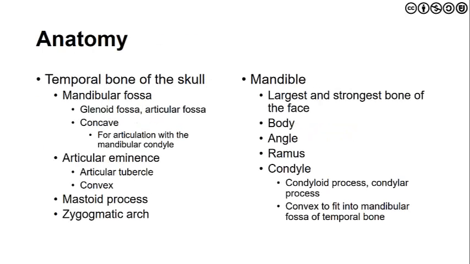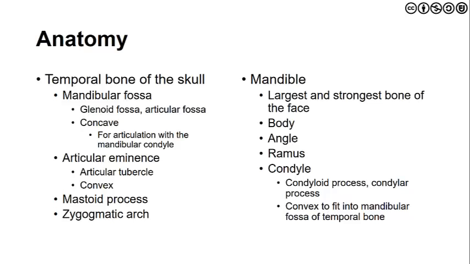Now, when we look at the temporal bone of the skull, a couple prominent areas should emerge. First, we see the mandibular fossa. This is similar to the glenoid fossa that we see at the shoulder, in the fact that it's a concave surface, and that allows for the articulation then with the mandibular condyle. We have what's called the articular eminence, which has our articular tubercle, and then there's a convex portion to that. And then we also see the mastoid process and the zygomatic arch kind of connecting around into the orbit.